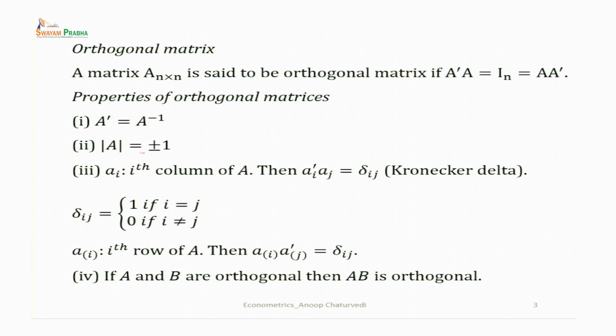Determinant of A is equal to plus 1 or minus 1. Then, if a_i is the ith column of A, then a_i transpose a_j is equal to delta_ij, which is the Kronecker delta, where delta_ij is equal to 1 if i is equal to j, and it is 0 if i is not equal to j. And if a_i is the ith row of A, then a_i a_j transpose is equal to delta_ij.